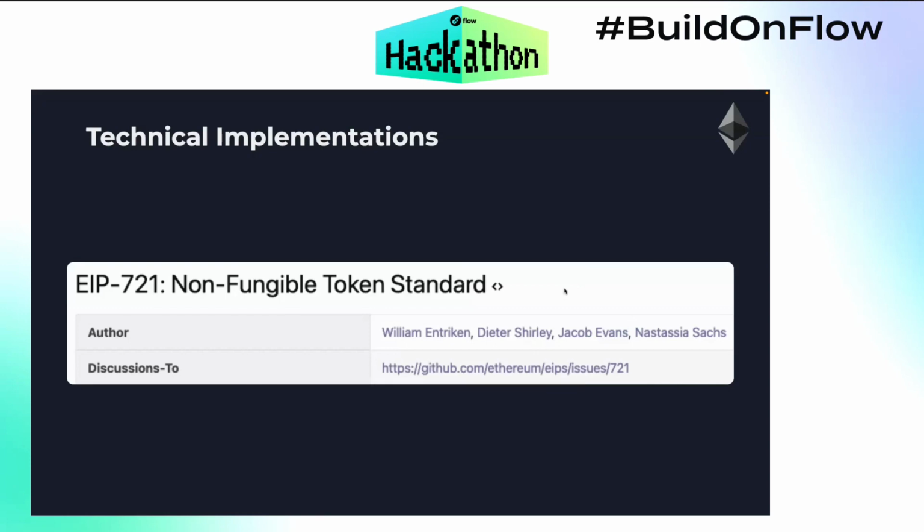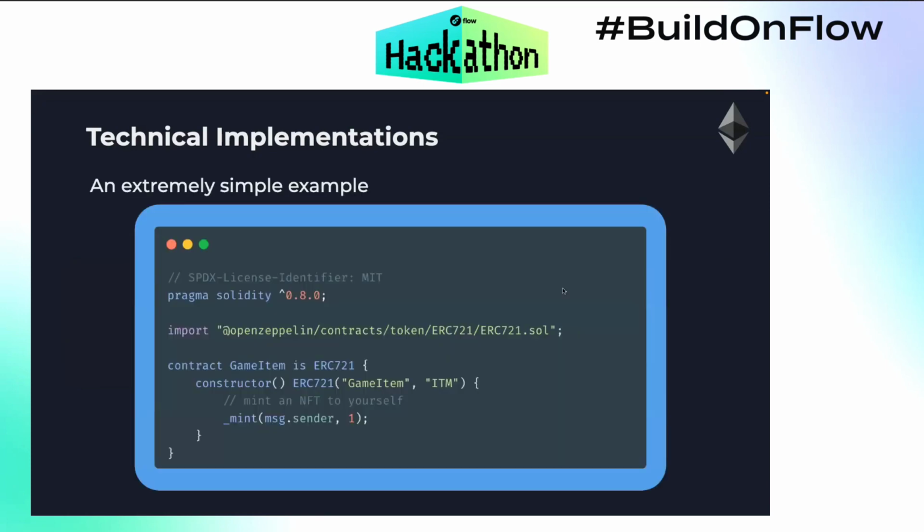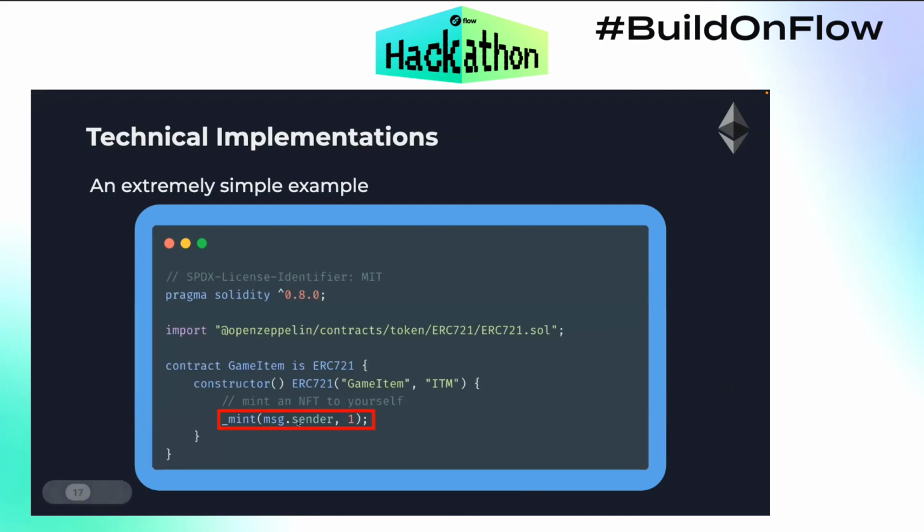token standard, right? The extremely simple example of this is this piece of code right here, where you have a contract called game item, where in the constructor, what we're doing is we're minting an NFT to ourselves, right? And that's really the only important part of this contract, where we mint an NFT to ourselves.